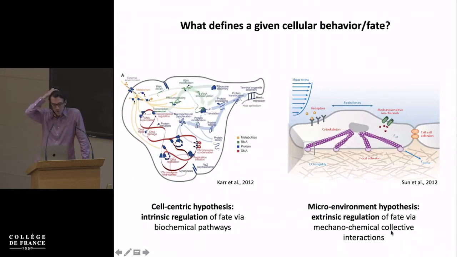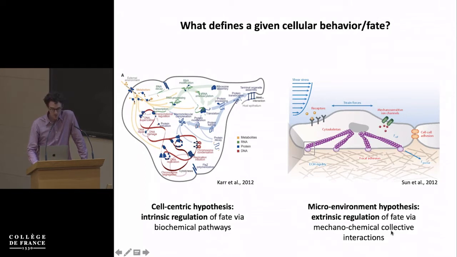And very broadly speaking, if you ask what defines a given cellular fate, in strong analogy with what Hervé also talked about in development, you can see about two schools of thought. One is a more cell-centric hypothesis, where you have some intrinsic regulation of fate via biochemical pathways, where a certain fate is an attractor of the system and its biochemical reactions. And another view, which is of course not mutually exclusive, is one of collective regulation, where what matters is the microenvironment, and fate emerges through mechanochemical interactions between many cells. These two explanations are of course valid and interesting.